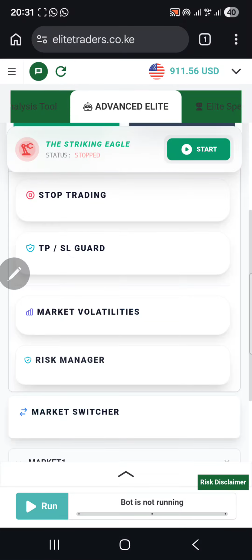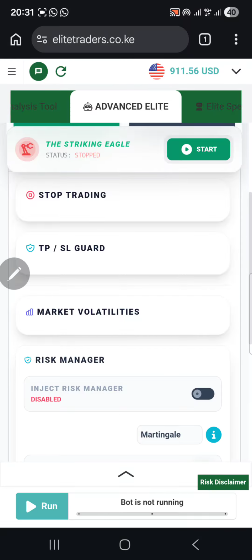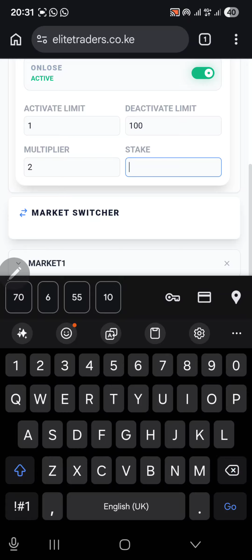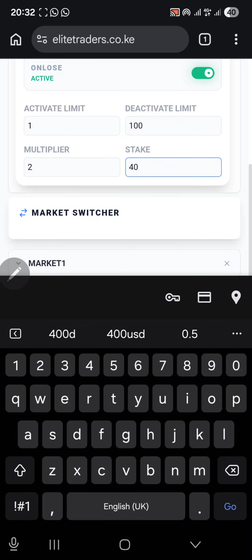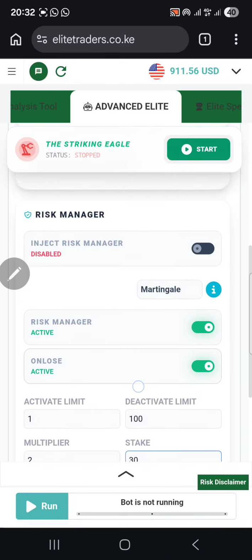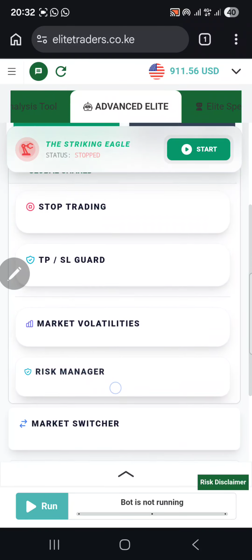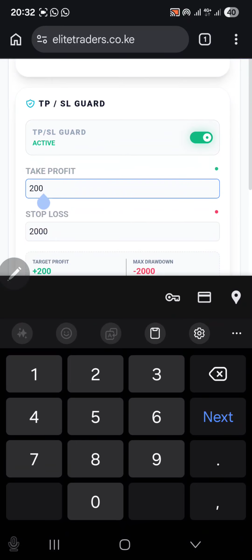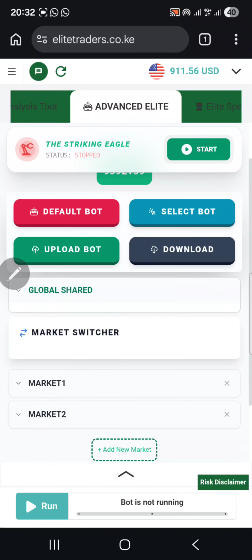Okay, then close that. Then let's go to the risk manager. I'll change these to, I think 40. 40 is fine. 40, or let me do 35. Let me do that. Risk management is very much important, so you should be very careful on how much you stake. Then make sure your target profit is not so high. Let me reduce this to 150. I think that's fine now.